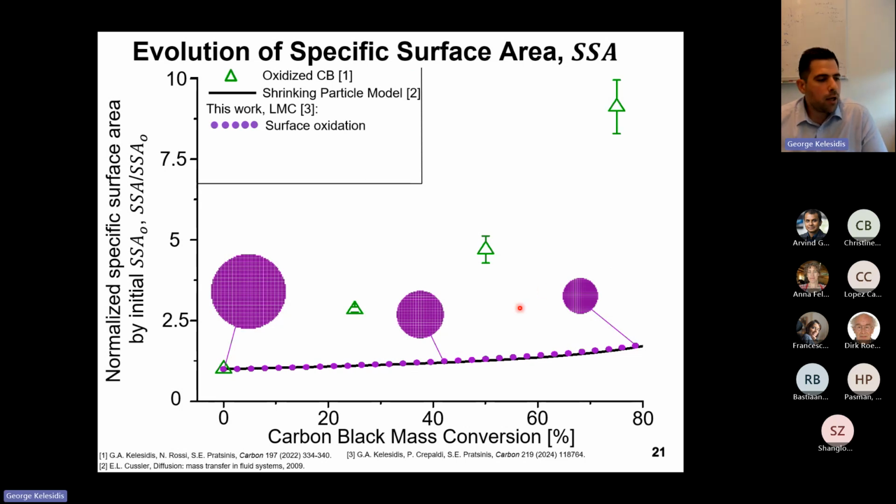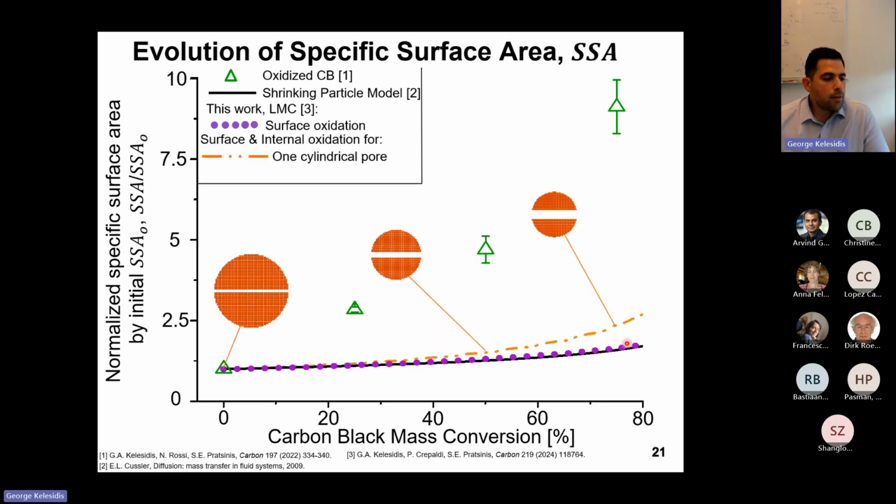As you can see, the evolution of the specific surface area that we obtained this way is in excellent agreement with the shrinking particle model, and this validates our lattice Monte Carlo simulations. Now, here you can see the evolution of the specific surface area when we account for internal oxidation of a single cylindrical pore. So during internal oxidation, you can see that the cylindrical pore diameter increases uniformly. And this increases slightly the specific surface area at large conversions. But you can see that we still underestimate significantly the measured specific surface area.